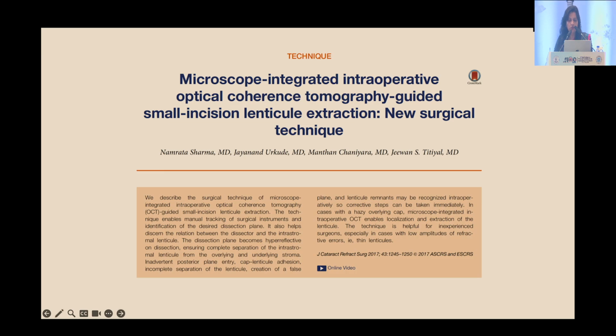So this was published as a new technique of how IOCT can be used as a useful tool, not only for complicated cases but also routinely, and this was published way back in 2017 by our group.